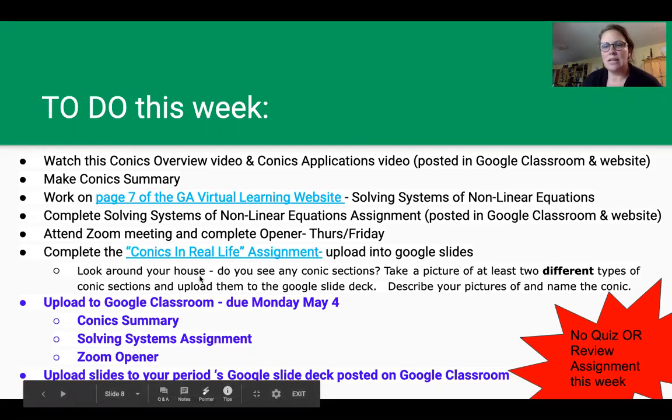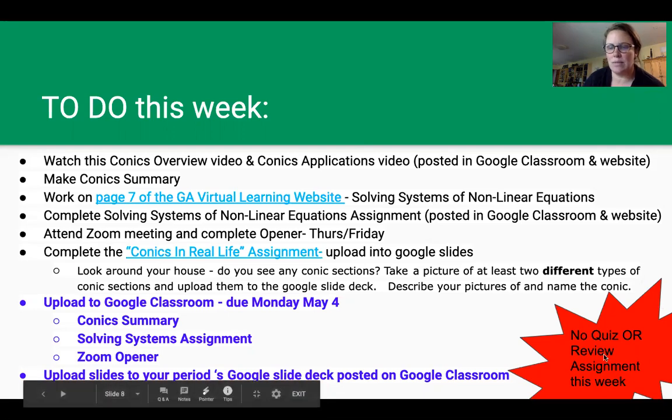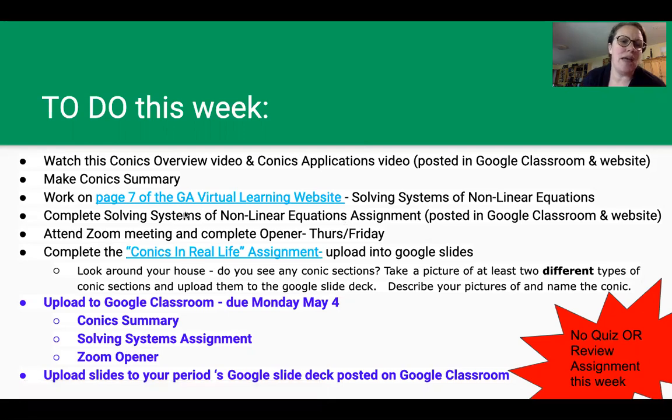This week, we're going to do things a little bit differently. There's no quiz this week, and there's no review assignment. But there is one additional assignment you're going to do, and it's called Conics in Real Life. Basically, you're going to look around your house and try and see if you can find some conic sections. You're going to take a picture of at least 2 different types. Circles are the easiest ones to find, so try and stretch yourself a little bit and see if you can find some that aren't circles.